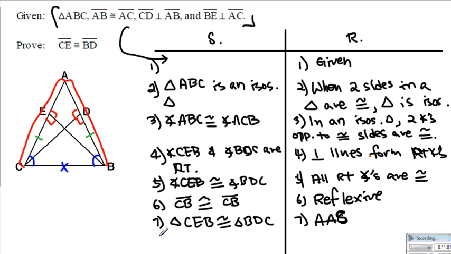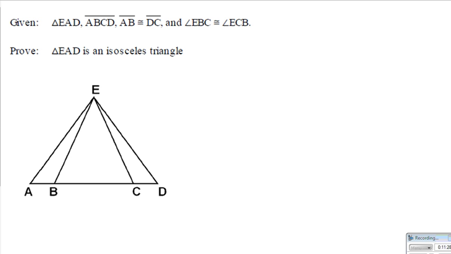Now, step number 8, then we can say CE must be congruent to BD. The reasoning, yes, it'll be CPCTC. All right, so that's it for this. Let's go for the next question.